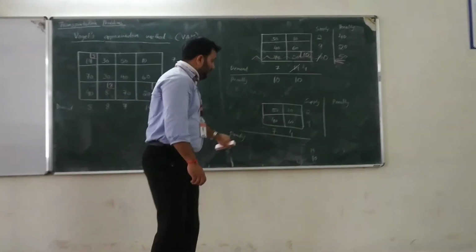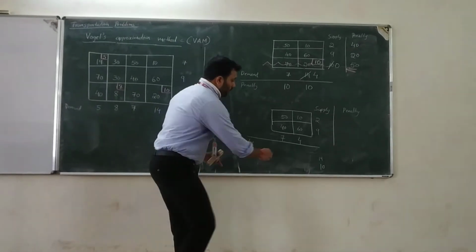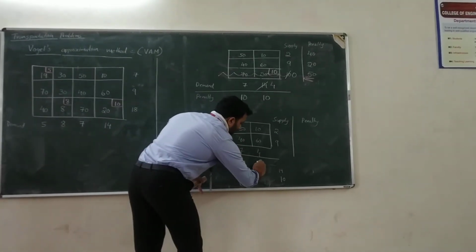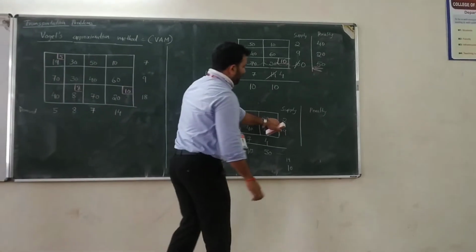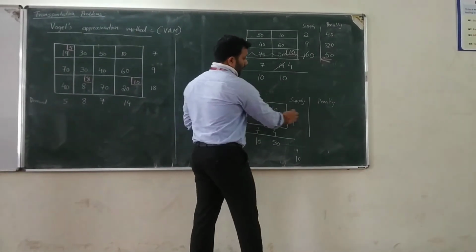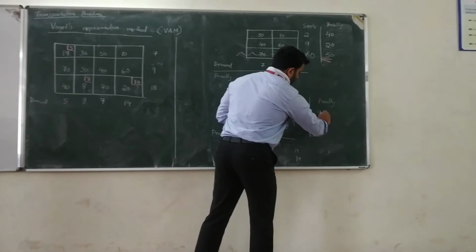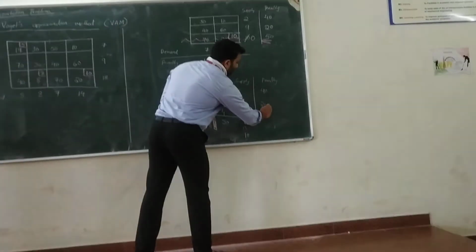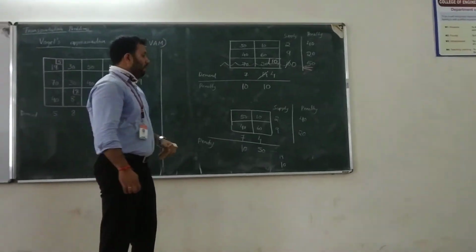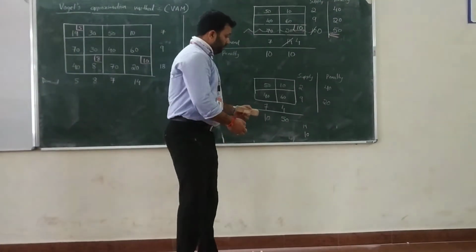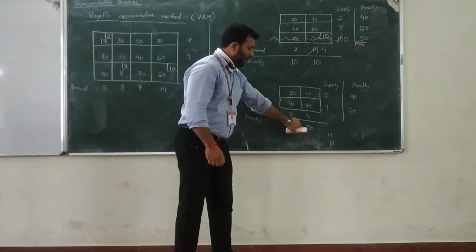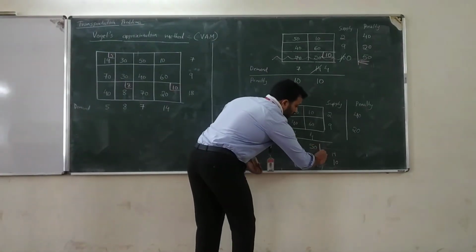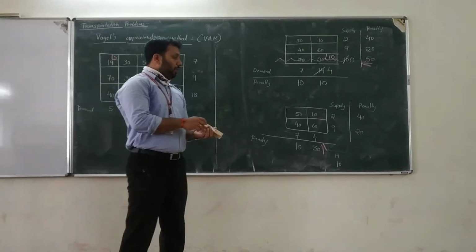Now again I have to find out the penalty. 50 minus 40, it is 10, and here it is 10 and 60, it is 50. And now here in the row, 50 minus 10 is 40, penalty is 40, and here 40 minus 60, the penalty is 20. Now again out of this, which is the maximum penalty position? This is the maximum penalty position, so I am going to select that particular position.